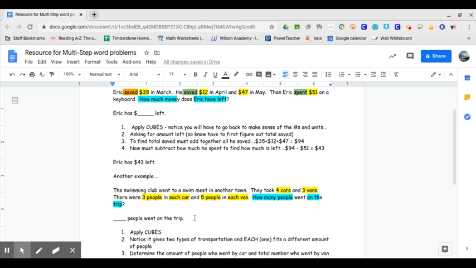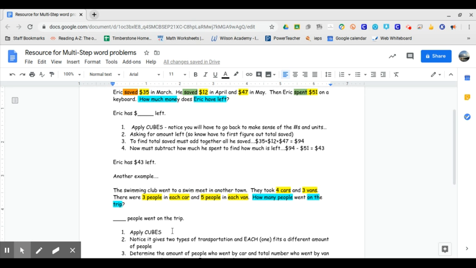So notice my first thing, and I noticed as soon as I did my cubes. Let's go back. We did 4 cars, 3 vans, 3 people each car. I did that because each is telling me number like 1. And remember, each is also going to be a keyword. I have 5 people, I have each van. And what I want to know is how many people, so the number of people on the trip. So here's my sentence back: blank people went on the trip.